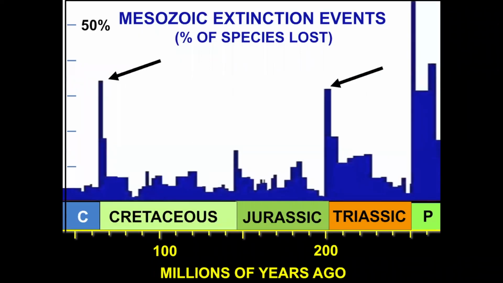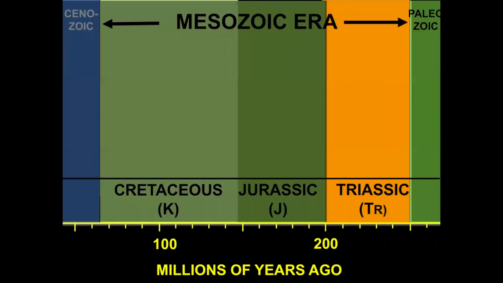There are not that many extinctions during the Mesozoic. It's a pretty benign time. There's a big one at the end of the Triassic and another big one at the end of the Cretaceous. But otherwise, it seems to be a time of fairly stable climate.